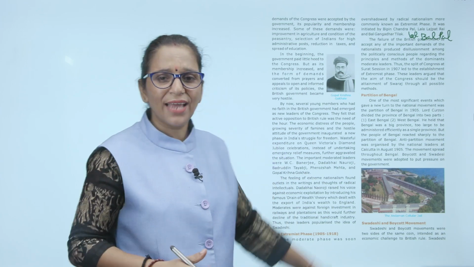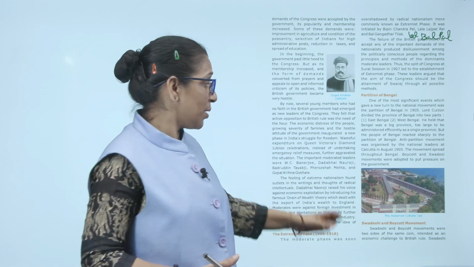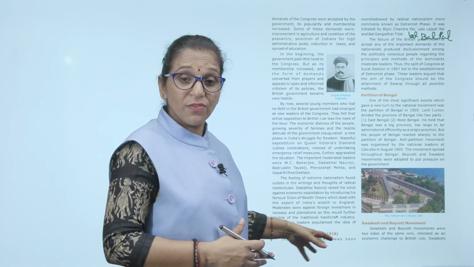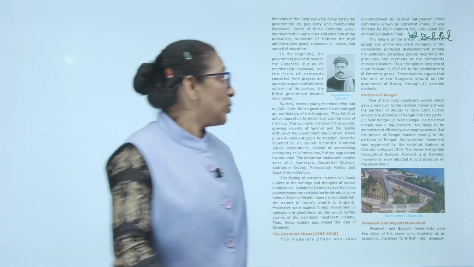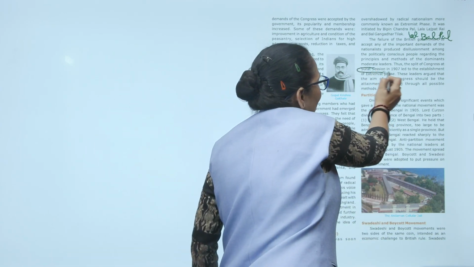The method of the moderate leaders was rejected. Thus came the split of Congress at the Surat session in 1907. The previous moderate phase leaders believed in prayer and plea, while the radical, extremist phase leaders believed in aggression. Now they could not work together. They wanted to separate: we cannot unite and collectively work in the INC. That is why there was a split in the INC, and that split was known as the Surat session in 1907.